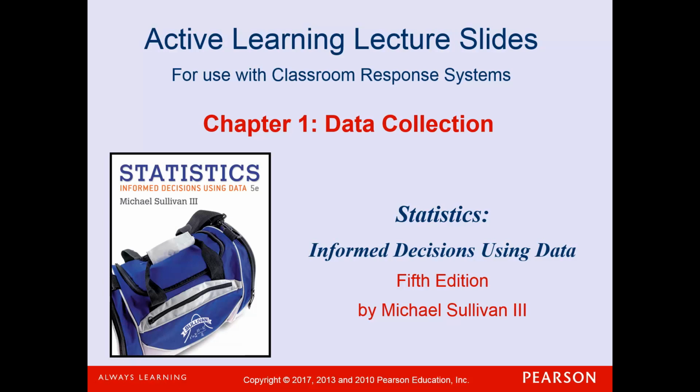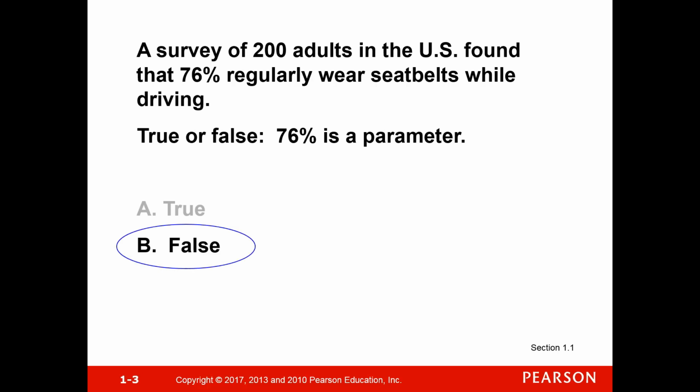So for Chapter 1, we are going to start out with a question that says, a survey of 200 adults in the U.S. found that 76% regularly wear seatbelts while driving. True or false? 76% is a parameter. So I'll give you a second. So the correct answer is false. It's a survey of 200 adults. That survey was looking at a sample of 200 adults. They did not survey every single adult in the U.S. So that's a statistic, not a parameter.